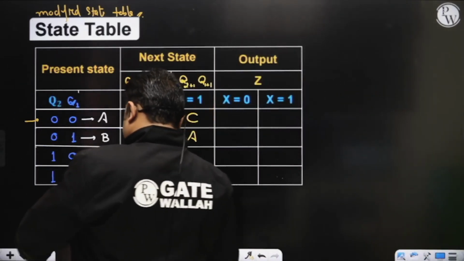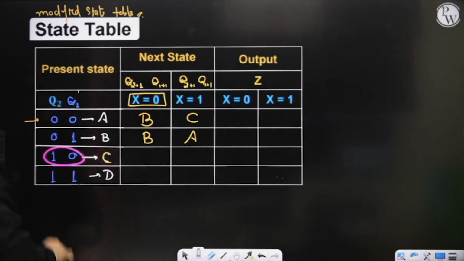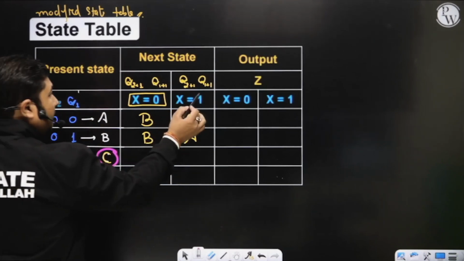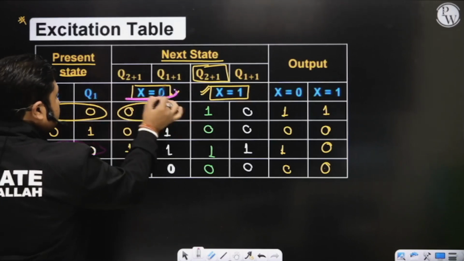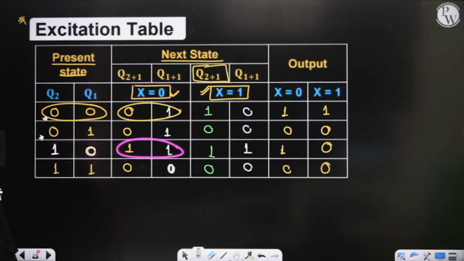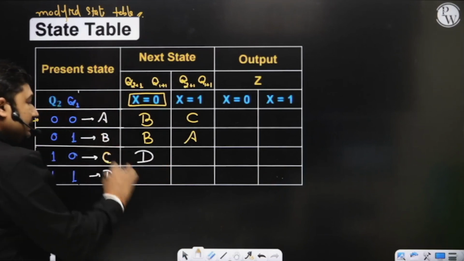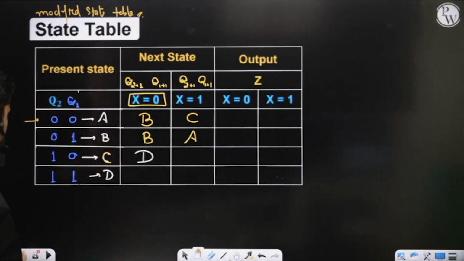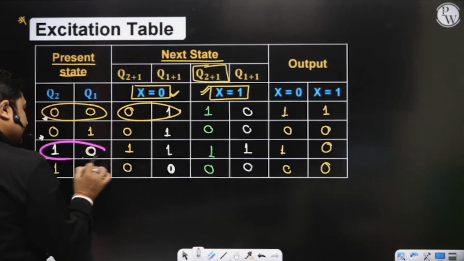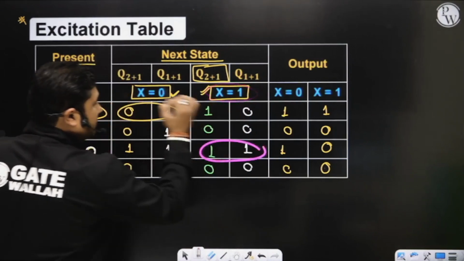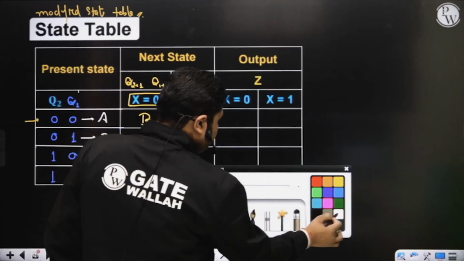If the present state is C, C state is 1, 0. If the present state is C, then with input x equal to 0, the next state is 1, 1. 1, 1 state is defined as state D. Great, sir. Again observe. If the present state is C with input x equal to 1, the next state is 1, 1, which means state D.